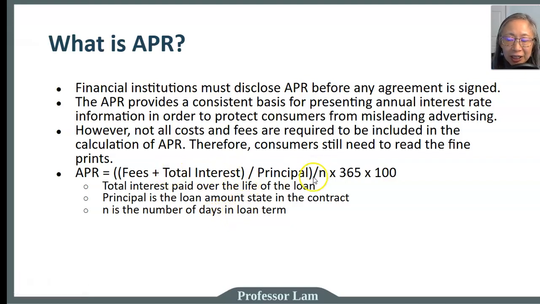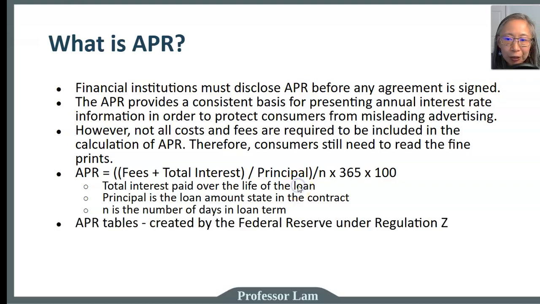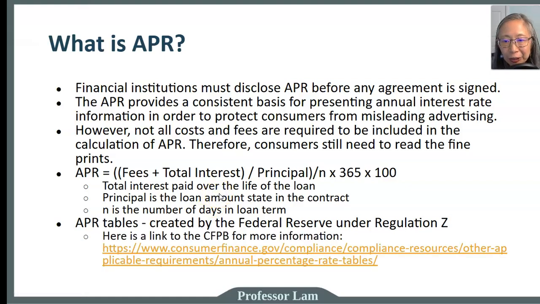So this is pretty easy to do for a loan that is very short term, but this can get complicated when it's a 30-year loan or a 5-year loan. The Federal Reserve actually created a table for financial institutions to use. Here's a link to the Consumer Financial Protection Bureau for more information about how APR tables come around.